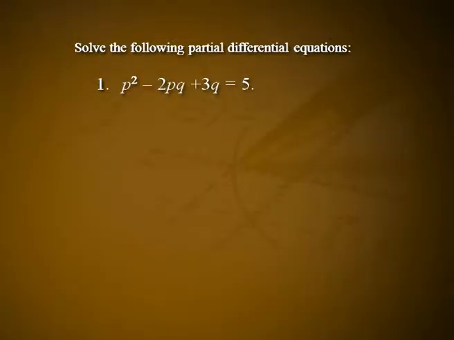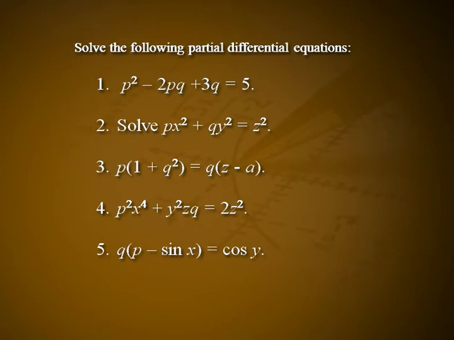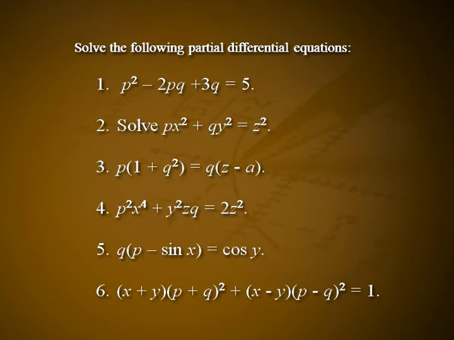Now, you may try to solve the following partial differential equations. First one, p square minus 2pq plus 3q is equal to 5. Second one, p x square plus q y square is equal to z square. Third one, p into (1 plus q square) is equal to q into (z minus a). Fourth one, p square into x raised to 4 plus y square into z q is equal to 2 z square. Fifth one, q into (p minus sin x) is equal to cos y. Sixth one, (x plus y) into (p plus q) whole square plus (x minus y) into (p minus q) whole square is equal to 1.